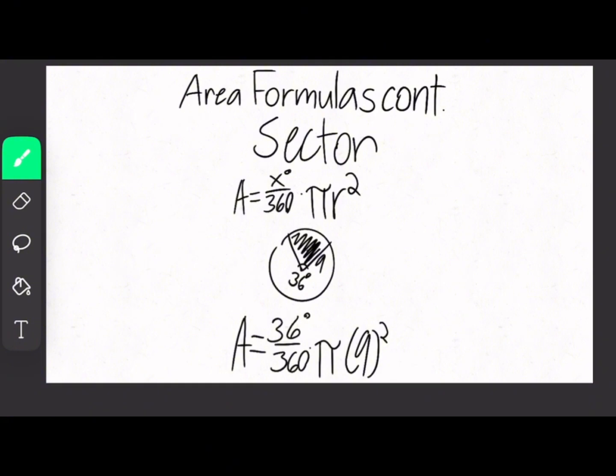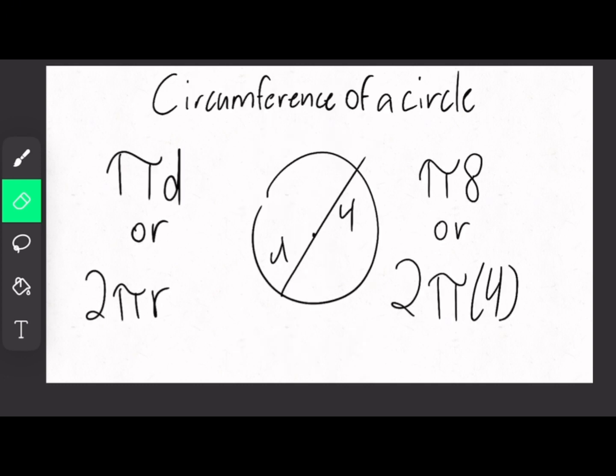Cool. Moving on. The area formula for sectors is really annoying. X degrees over 360 times pi radius squared. The circumference of a circle is pi diameter, or 2 pi r.